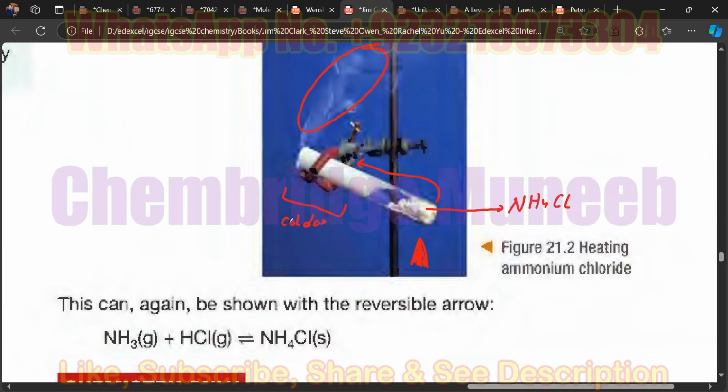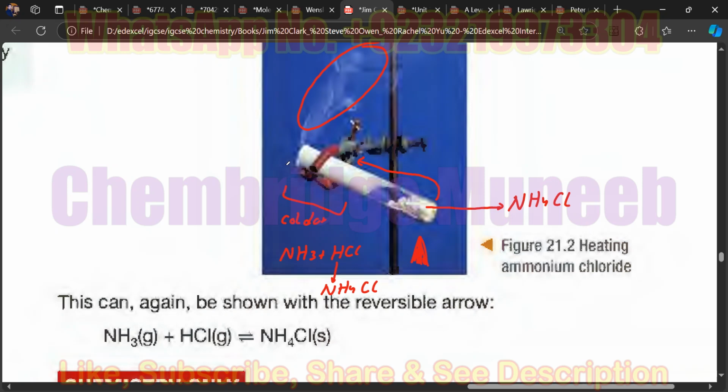You will see that the gases will combine with each other again. Ammonia gas will again join with the hydrochloric acid on this end of the test tube, and they will again form the NH4Cl, the white solid. So the ammonium chloride is now produced on the open end of the test tube, whereas it is heated in the bottom end of the test tube.